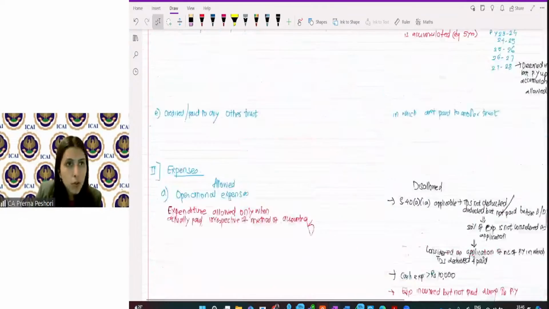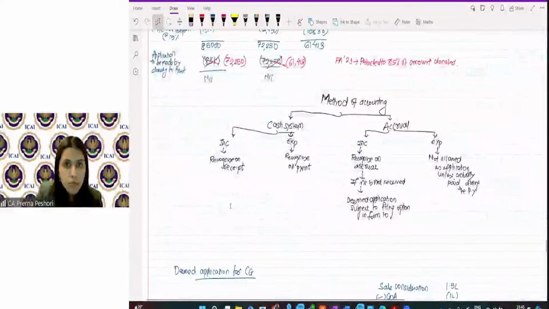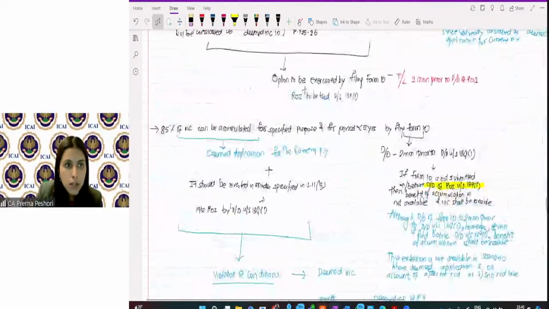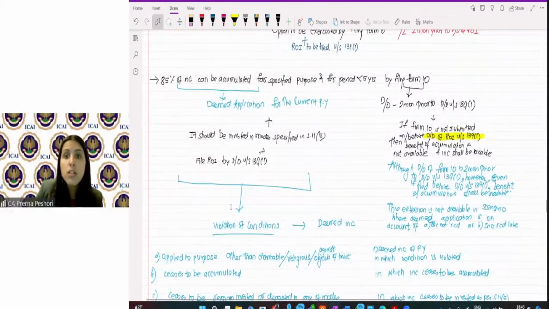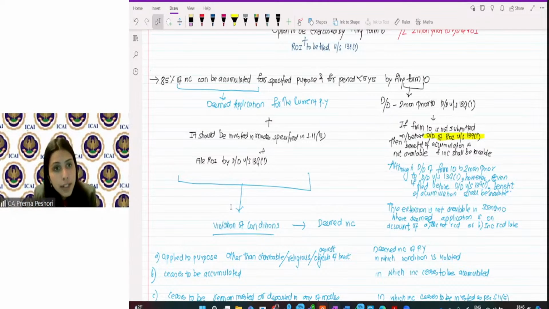So if you remember, I had told you for the accumulation, you have to consider the due date as 2 months prior to the due date of return of income. But if the Form 10 is not submitted on or before the due date of return of income under 139(1), only then the accumulation benefit will not be available. So the CBDT has clarified, the CBDT circular says that you have to file the Form 10 by the due date of return of income.